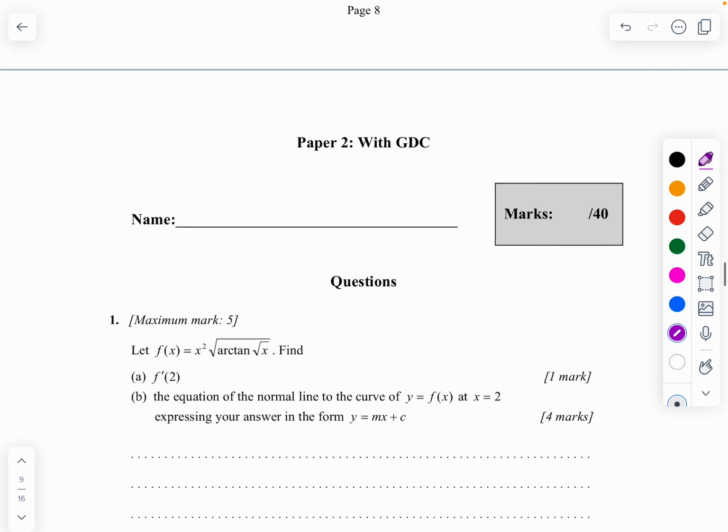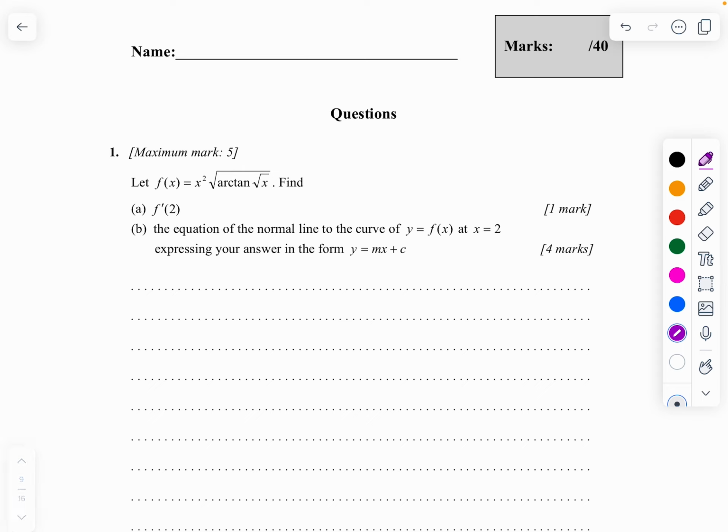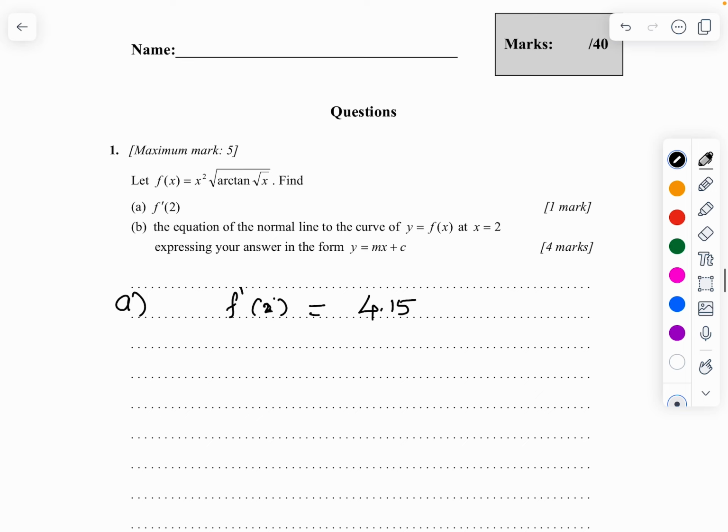Now paper 2 with GDC. f of x equals x squared arctan of the square root of x. Find f prime 2. So directly by GDC you can find it out. f prime 2, plug that into the GDC and get it out. Its value is 4.15. Find the equation of the normal line.